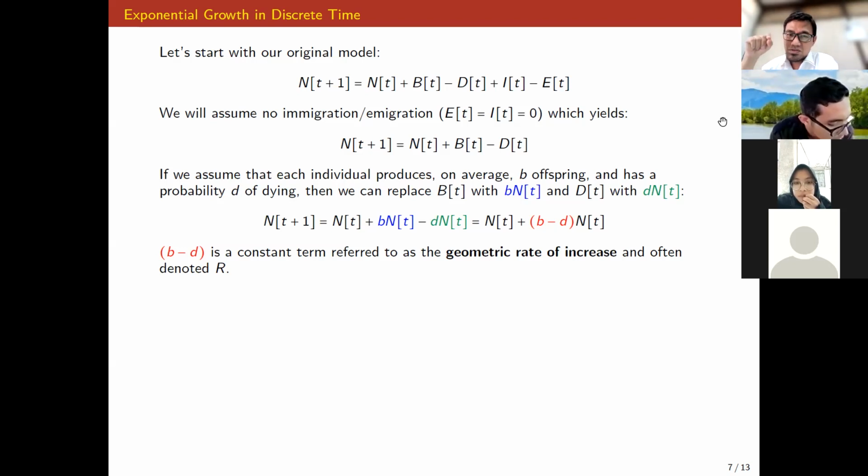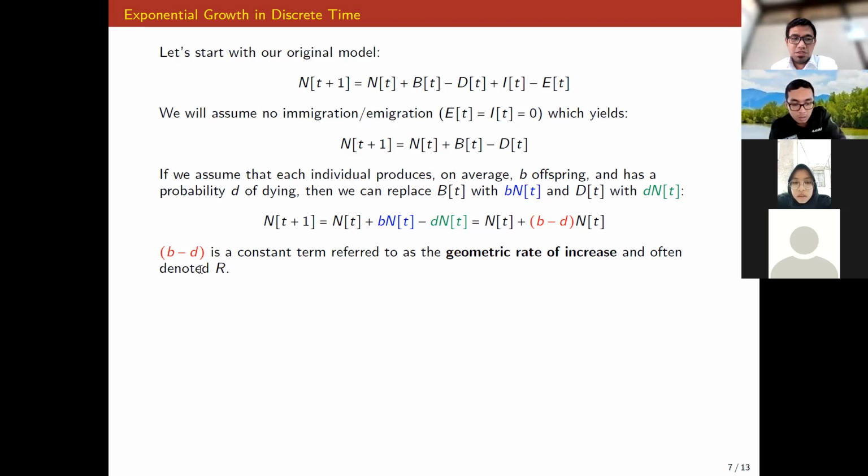So if you have an arithmetic series, we just add the numbers one by one. But if you have a geometric series, we have to multiply. In this case, B minus D is the geometric rate, because we have to multiply it by N, and then for the next one we also have to multiply it by the next one. So it will give more and more numbers, in terms of times.